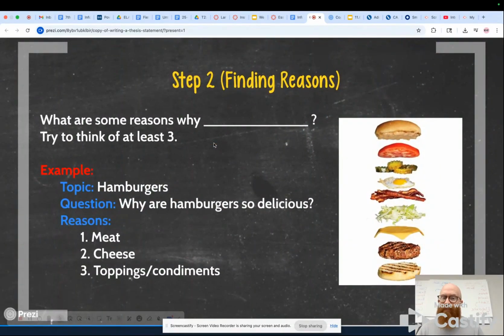So step 2 is we're going to find reasons. What are some reasons why? Again, if our topic is hamburgers, we may ask the question, why are hamburgers so delicious? And we can come up with reasons for the meat, cheese, and toppings or condiments. If we're generating a 3-part thesis, we would come up with 3 reasons. I know in 7th grade we're going to be focusing on 2 parts, so you would want to come up with 2 reasons why, or 2 reasons that answer your question.